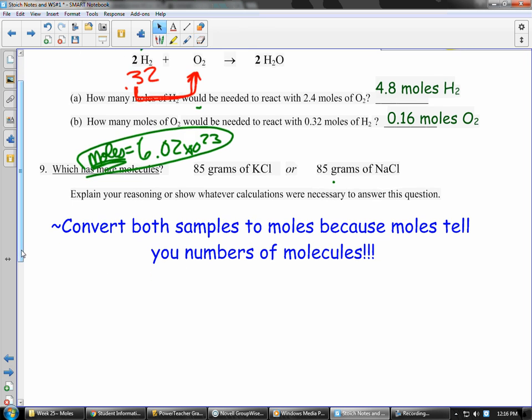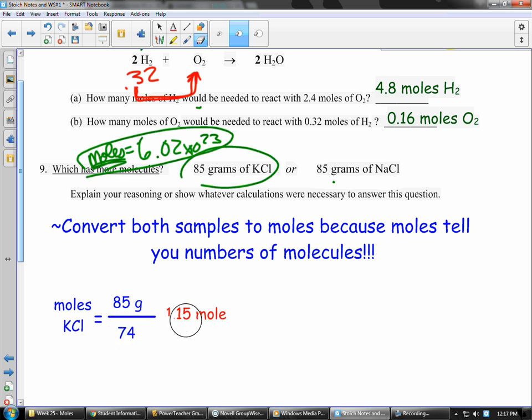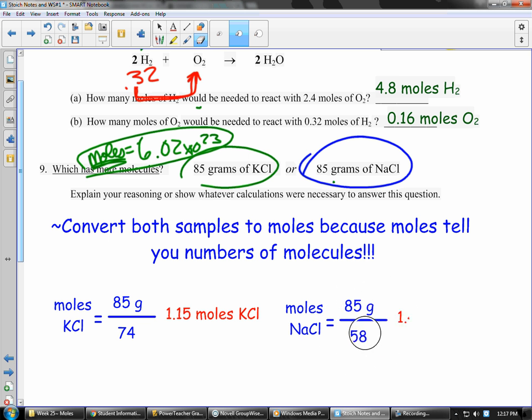So how many molecules are in 85 grams of potassium chloride? Well, if I want moles of potassium chloride, I put my mass of potassium chloride over the formula weight of potassium chloride, and I get 1.15 moles of potassium chloride. If I would like to know my moles of salt that I would have if I had 85 grams of salt, moles of NaCl equal mass of NaCl over formula weight of NaCl, which happens to be 1.47 moles. So the winner, obviously, is salt: we have more moles of salt in that sample, so therefore we have more molecules.